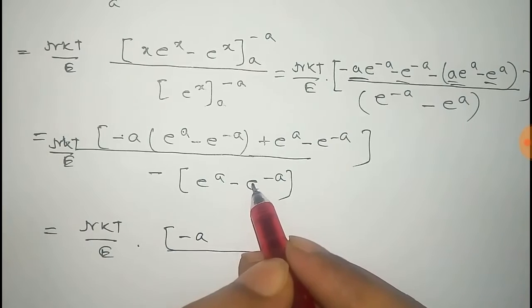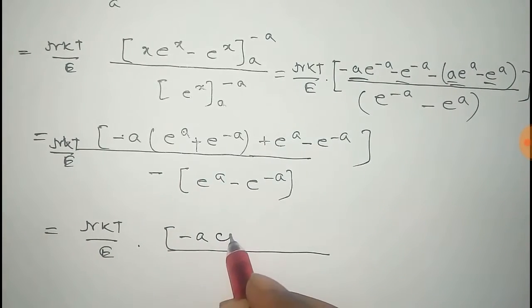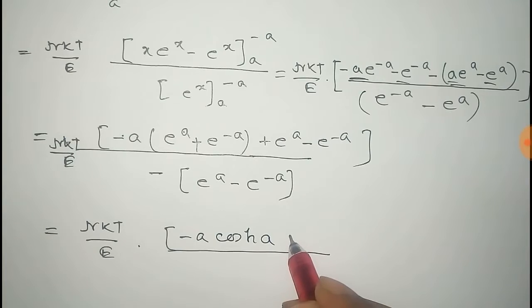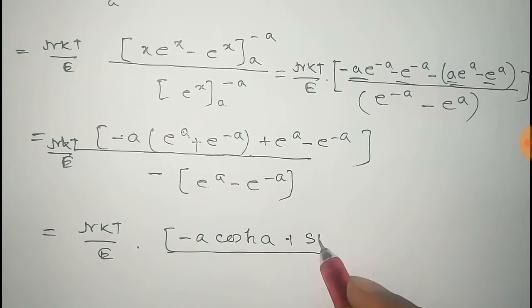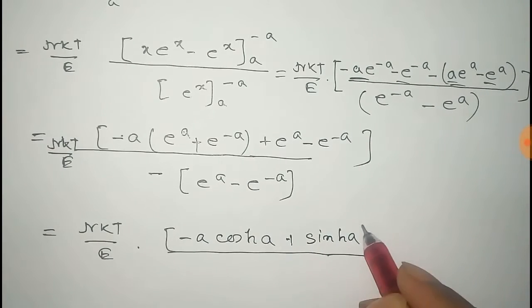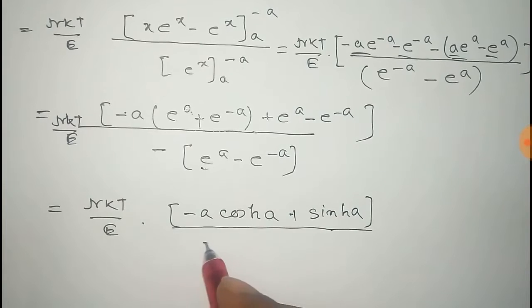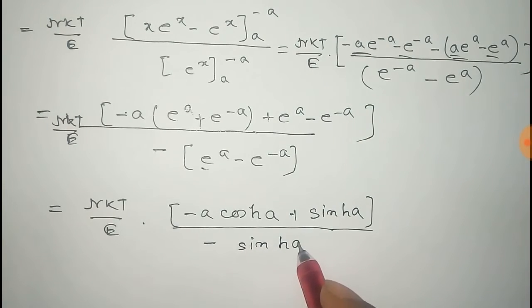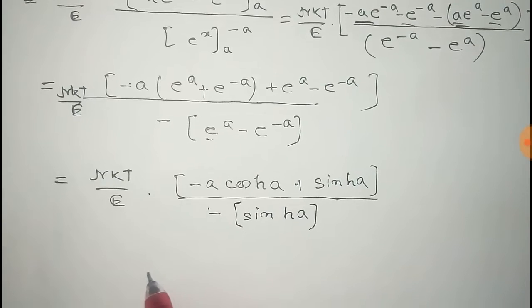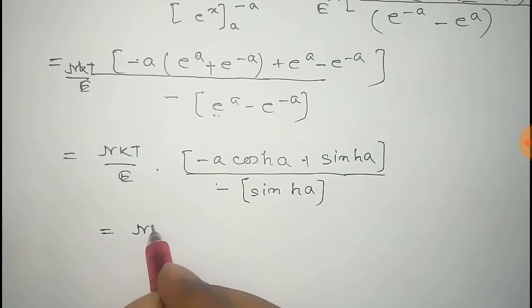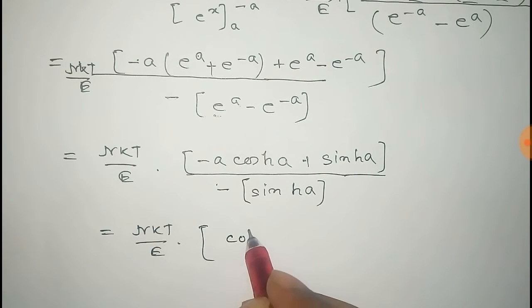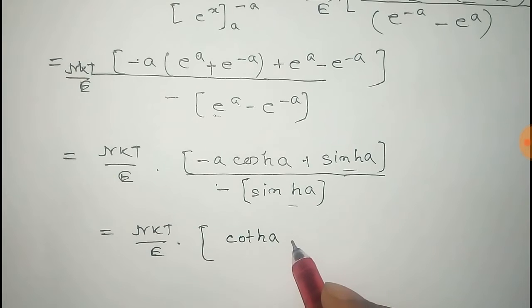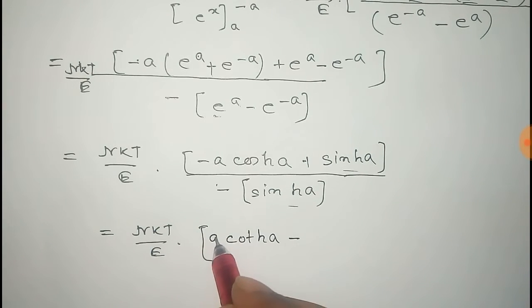Now this term can be written as cos hyperbolic of a, plus this term can be written as sin hyperbolic of a. Similarly, this term is also sin hyperbolic of a. That's equal to nkT by e. Now divide this term with this term, so it becomes cot hyperbolic a, and dividing this term, there will be a there, and this term will be minus 1.